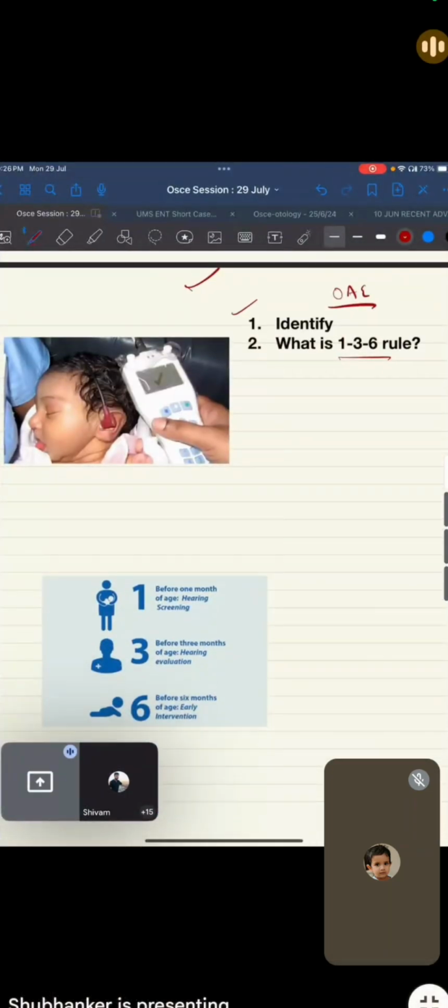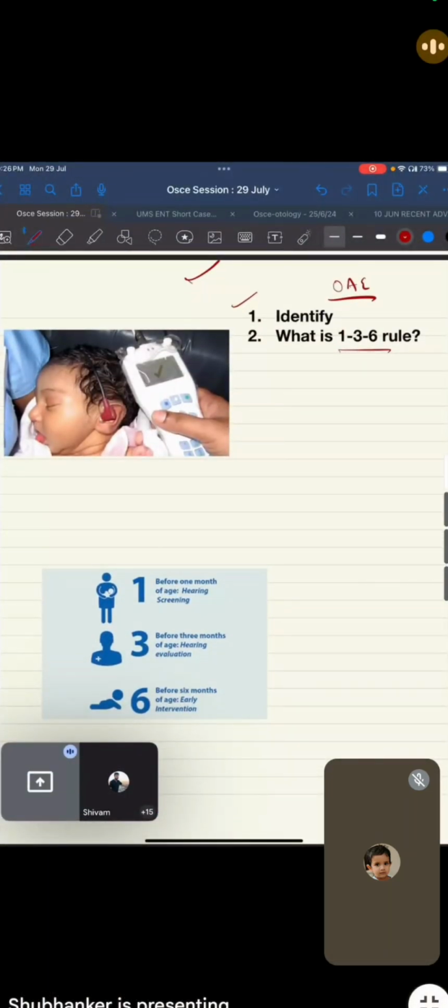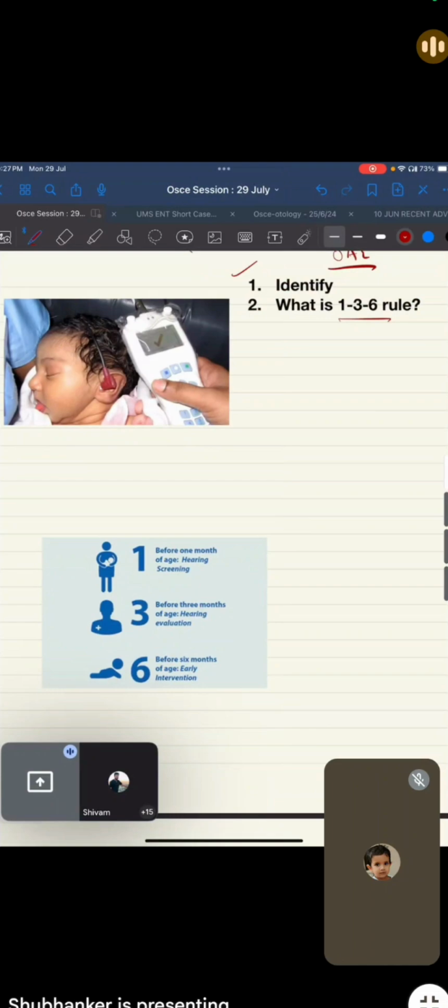Okay, this question has been asked multiple times, and I hope you know the basics behind OAE: that it is coming from the outer hair cells of the cochlea. Questions like: what is the mechanism of action of OAE? Second, how do you interpret OAE, that is, pass and refer? What do you do in your setting?